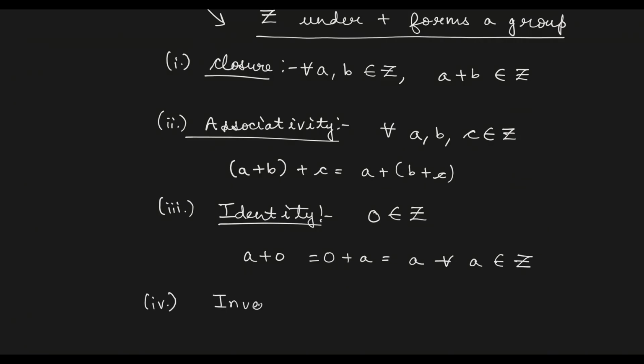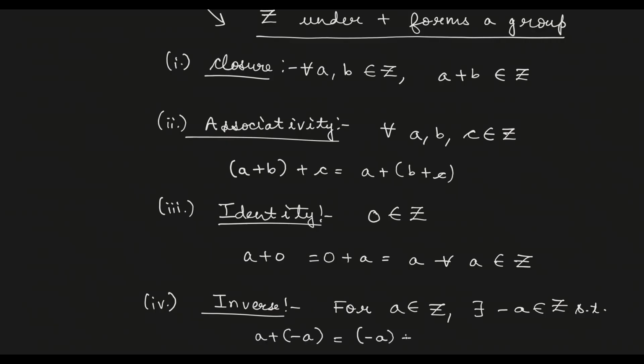Inverse. For a belongs to integers, there exists minus a belongs to integers such that a plus minus a is equals to minus a plus a. This is equal to 0.